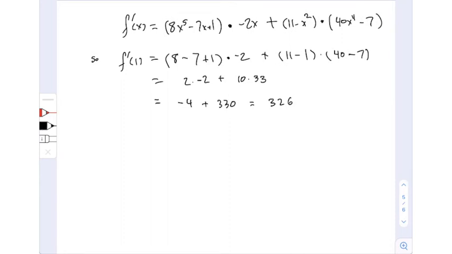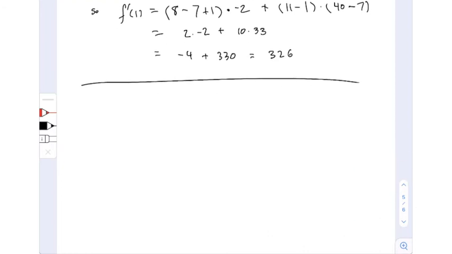Any questions about that? This was the product rule. Take the derivative using the product rule, and then we plug the number in. All right, I've got one more example, and then I have one for you to try. This is slightly more abstract. For some function f of x, what is this?